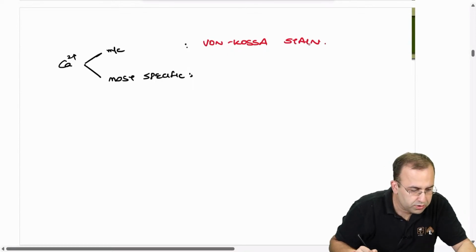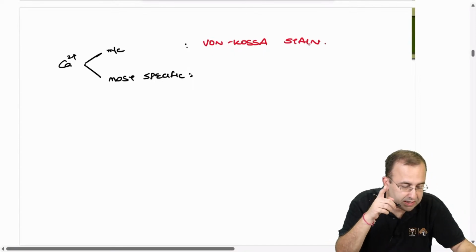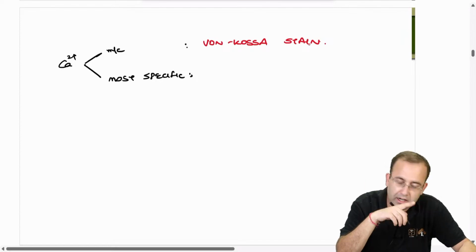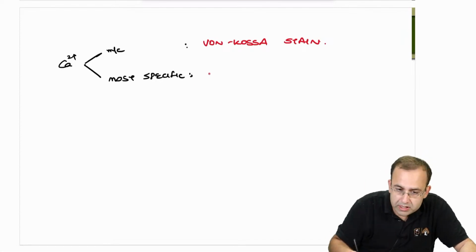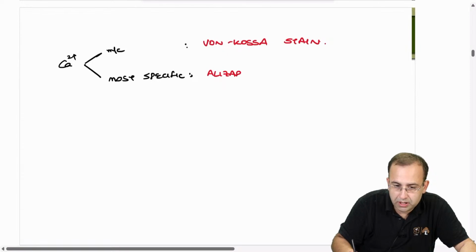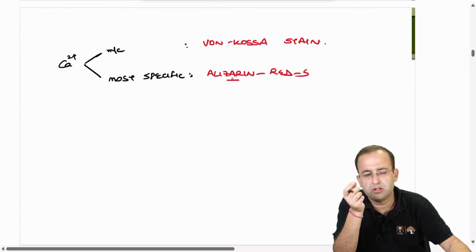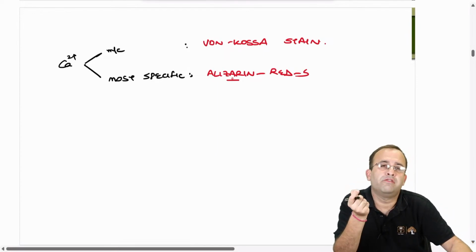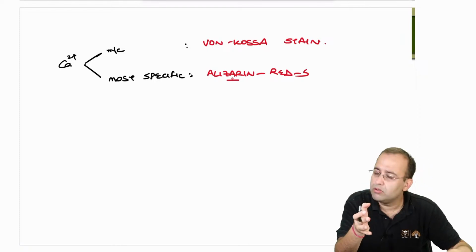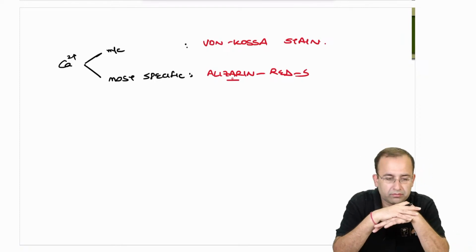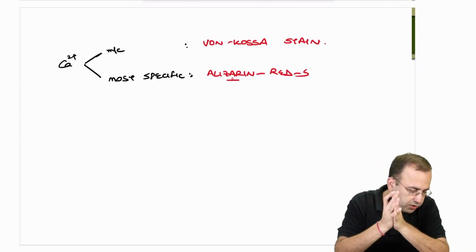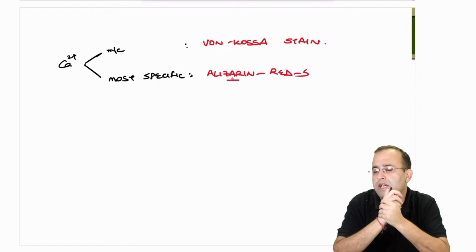But the most specific, actually, not TB, it was sarcoidosis, that was the non-caseating one. The most specific stain for calcium being alizarin red. Easy to remember, it is useful for staining even a little calcium. So most specific, alizarin red. We'll have a look at stains in just 2 minutes. So this was about calcifications.